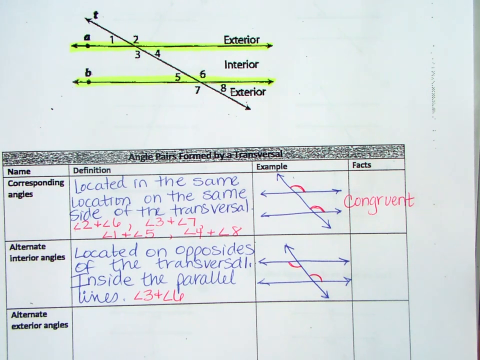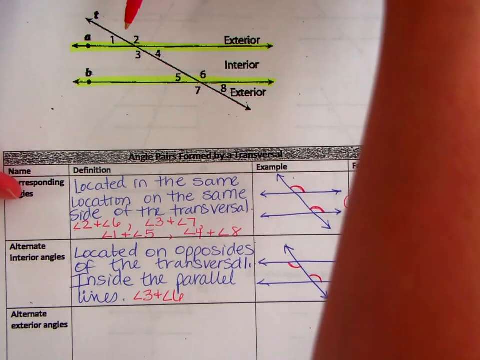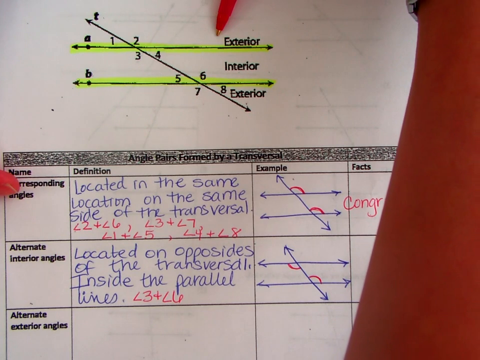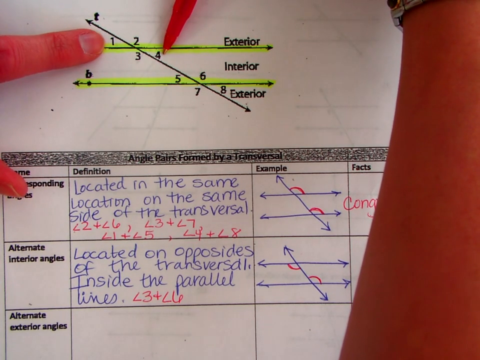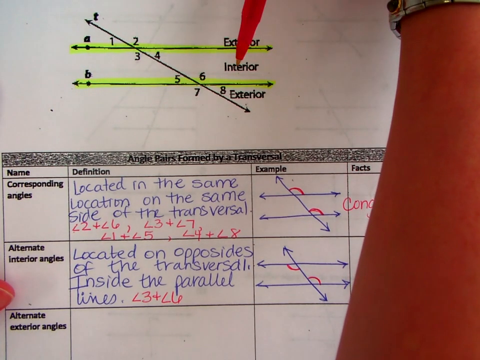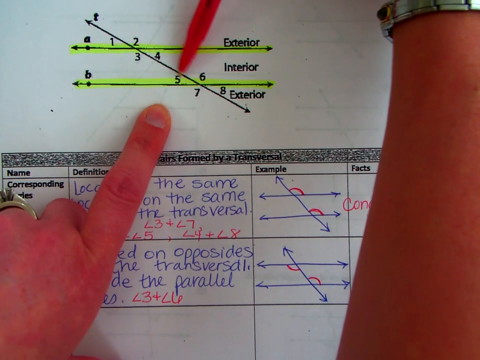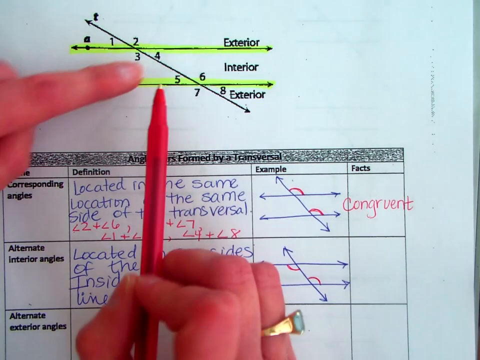Okay, now 4 is on the interior, but 1, do you see how 1 falls on the exterior? So you're right about it being the alternate, but we need another interior. There you go. So we are still going to use 4, but 5 would be the other one that would be alternate interior. So they both have to be inside, and they're on different sides of the transversal.